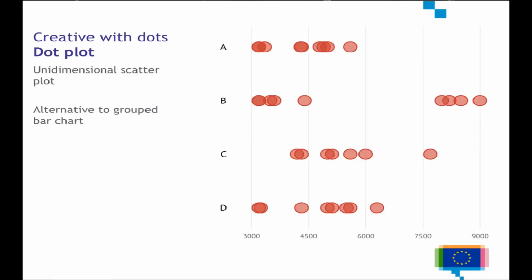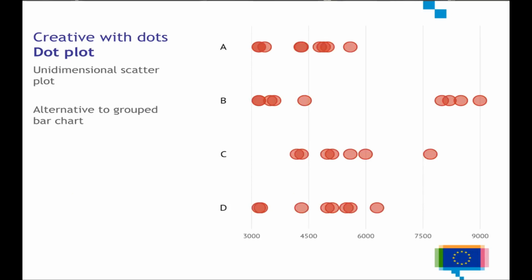The first one is the dot plot, or you can also look at it as a unidimensional scatter plot or a categorical scatter plot, where you have different categories and then different data points associated with each category and which have then one numerical value.